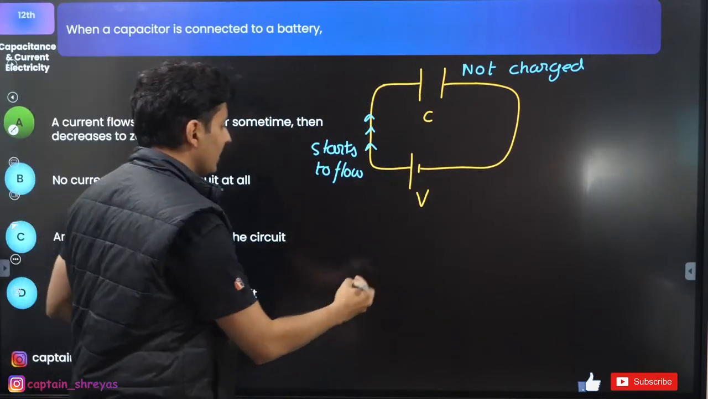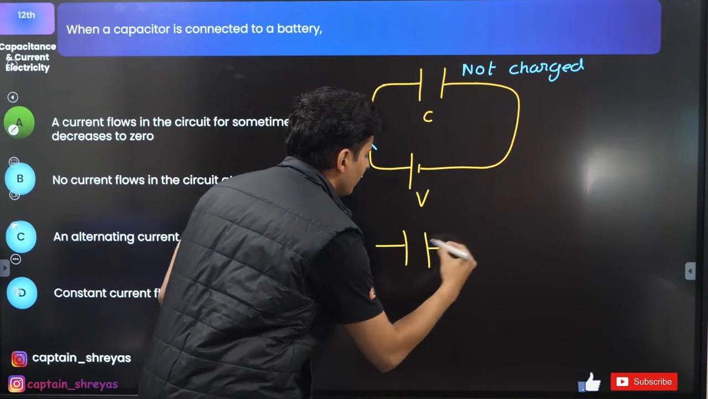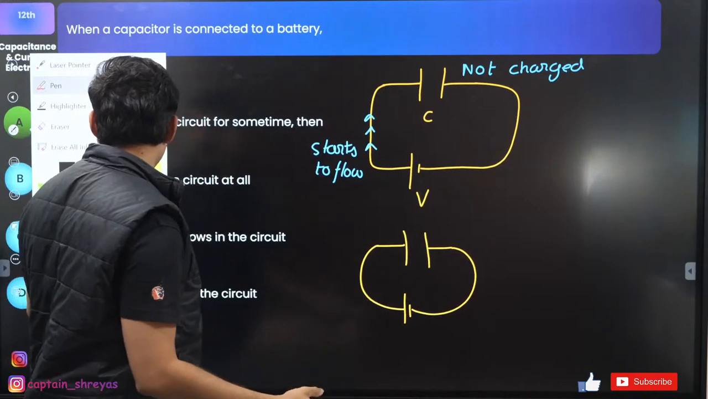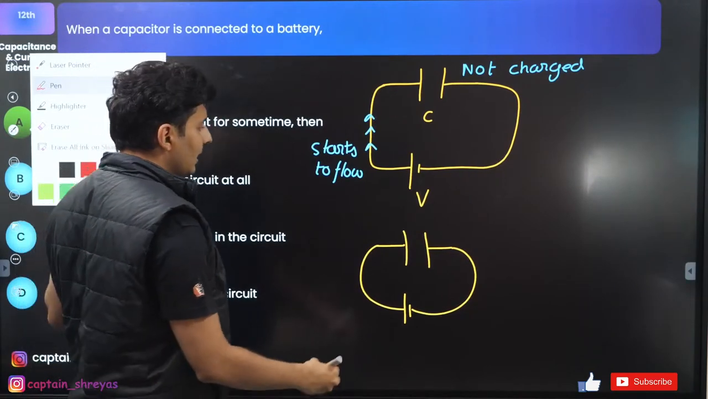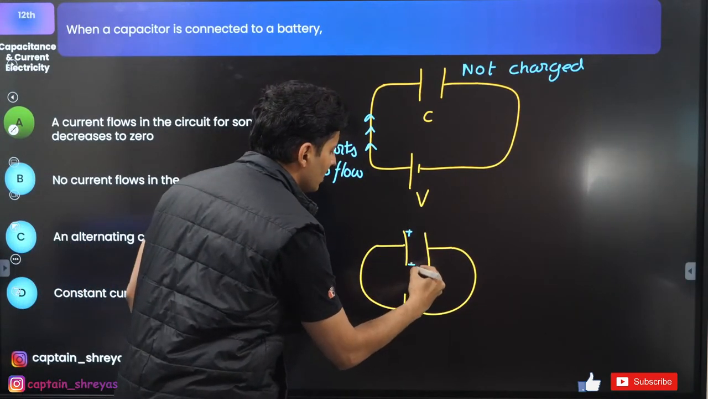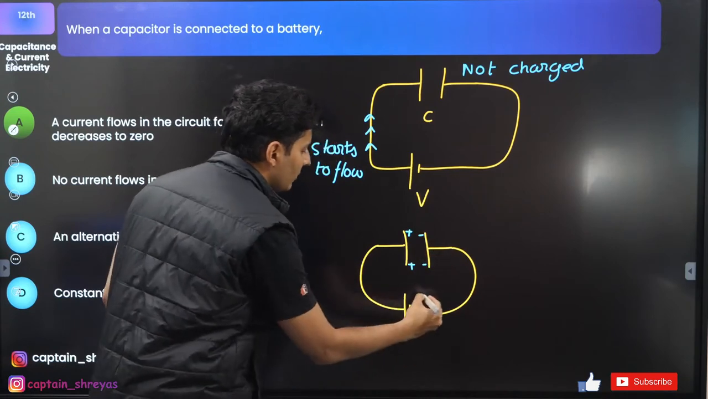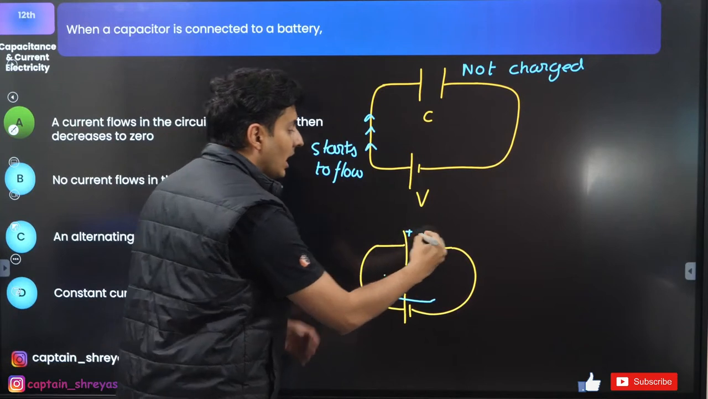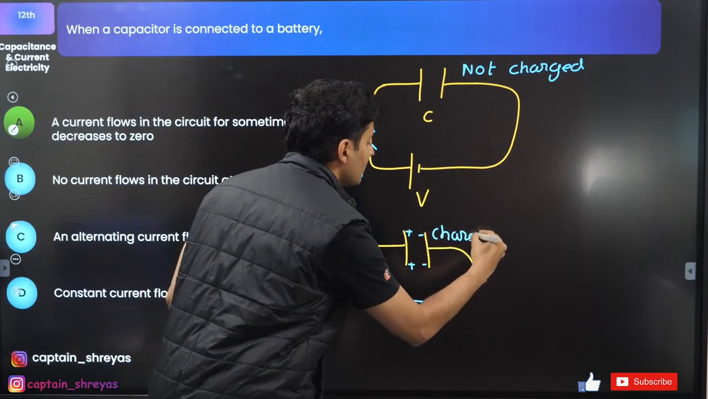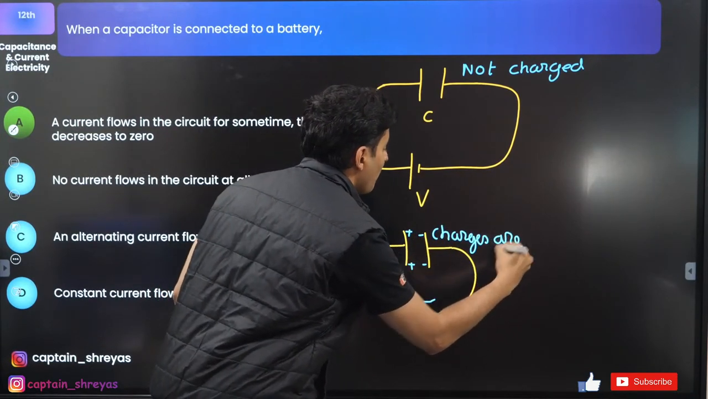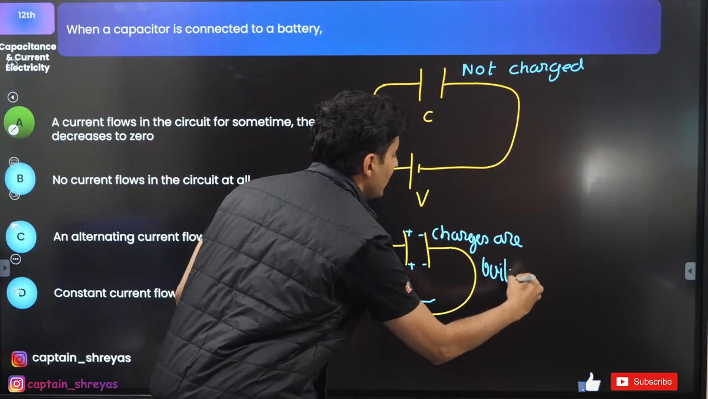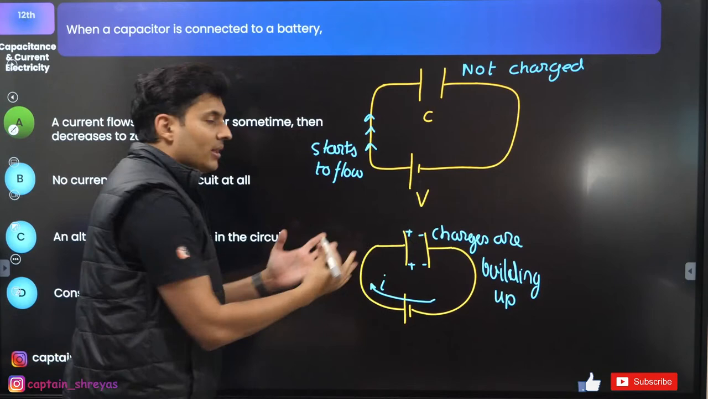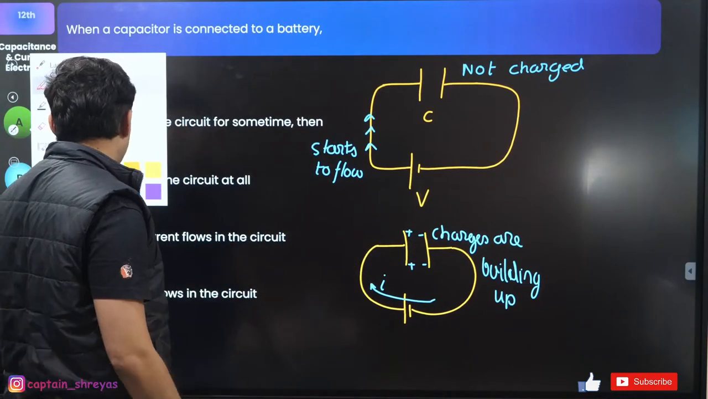So you will see, after some time, this battery is supplying current and you will see some charges getting built up over here. Maybe there is a positive charge here and an equal amount of negative charge. So there is current flowing through it and charges are building up slowly on the conductors of the capacitor.